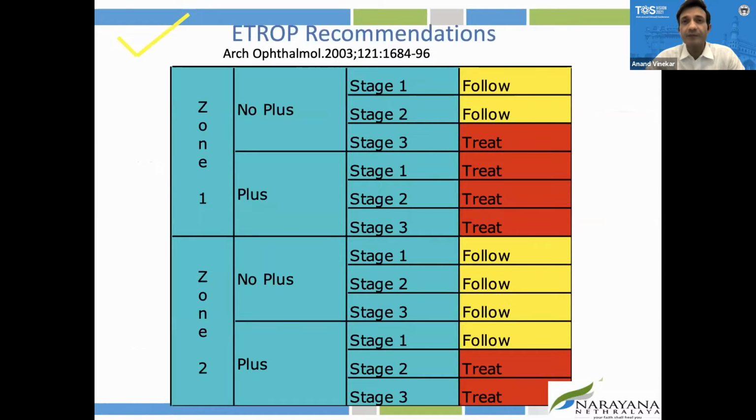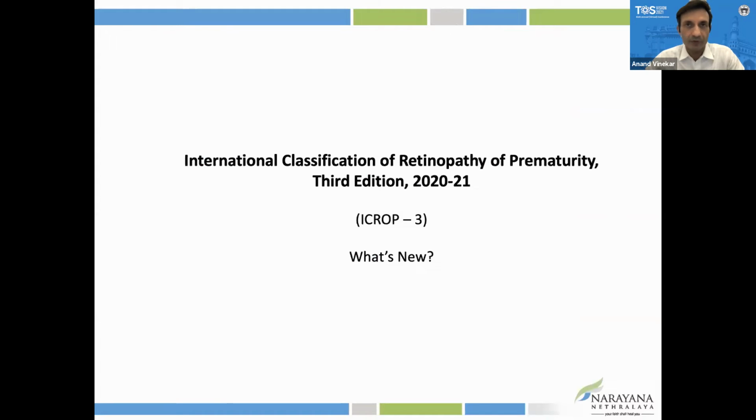The guidelines for treatment are very well known now. They're almost 18, 20 years old. So it's the early treatment. The only exception where you treat when it does not have plus disease is if there is stage 3 in zone 1. Otherwise, plus disease requirement is a very, very important prerequisite.